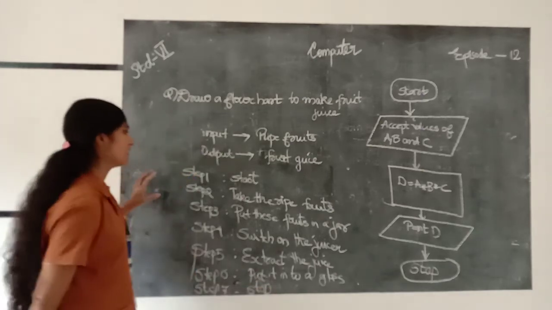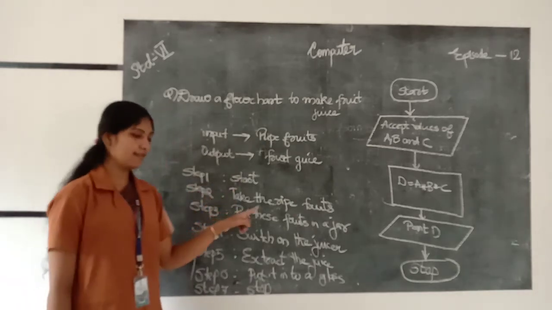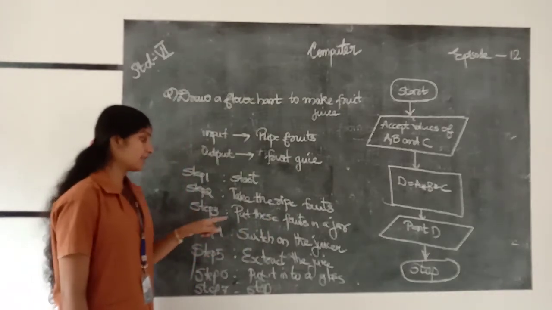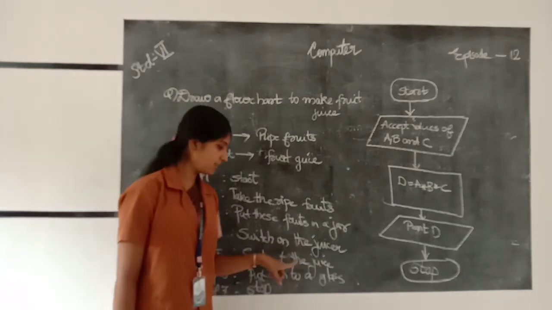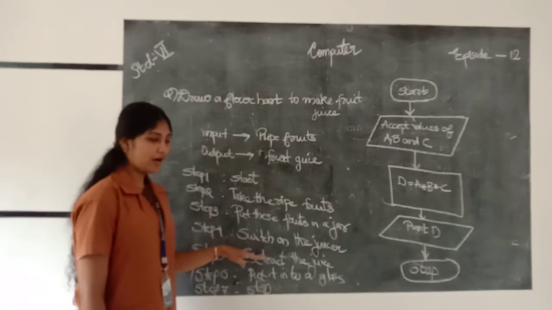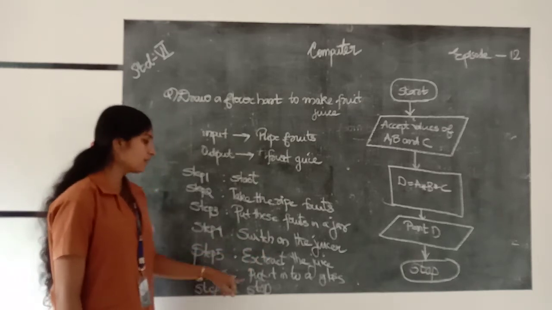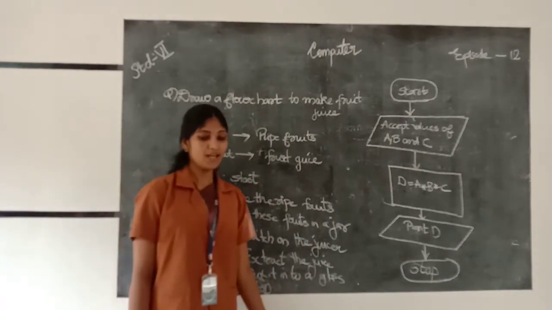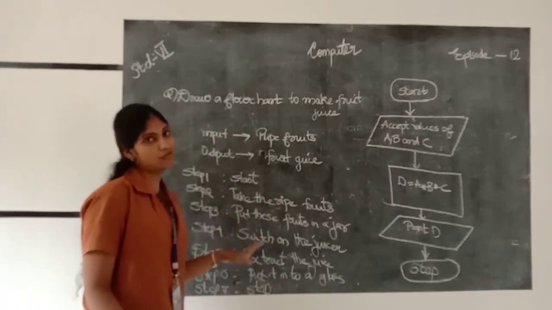Okay, so once again. Step 1, start. Step 2, take the ripe fruits. That's the input here. Then step 3, put these fruits in a jar. Then step 4, switch on the juicer. That's the processing step. And finally, we get the output, that is extracting the juice from the jar. Then step 6, put it into a glass. And then step 7, stop. Then how to convert this algorithm into a flowchart?